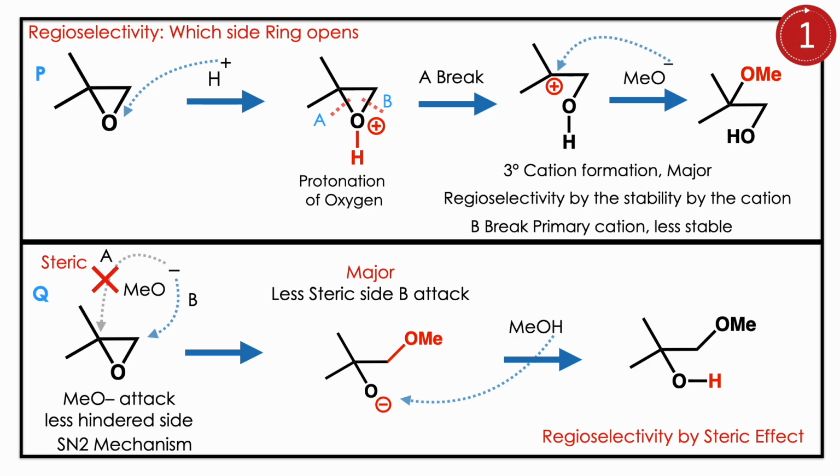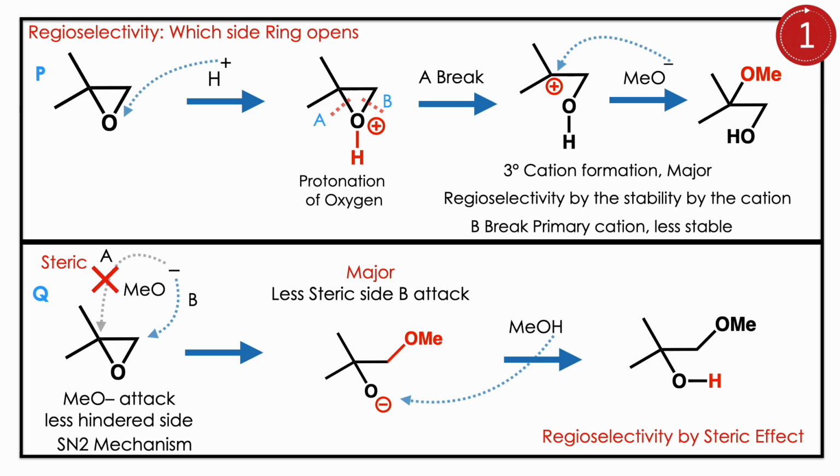Acidic condition follows the SN1 pathway. Acidic condition involves cation formation, so the stable cation forms, and the ring opens on the dimethyl side. On the contrary, methoxide follows the SN2 mechanism. The SN2 mechanism requires backside attack, which should be sterically free.